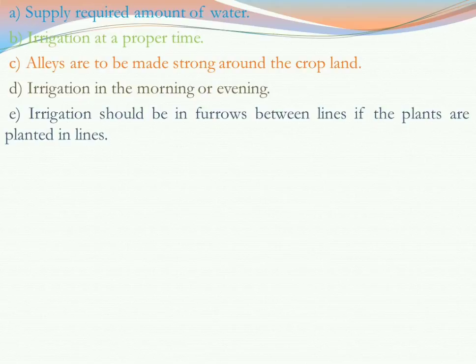Irrigation should be in furrows between lines if the plants are planted in lines. That means if it's not a crop field but plants, then irrigation should be done in furrows, because when the plants are in a line, the whole space doesn't need irrigation, it's only needed at the bottom of the plant. That's why when plants are planted line-wise, then we should irrigate the plants in furrows. That is the process of irrigation.